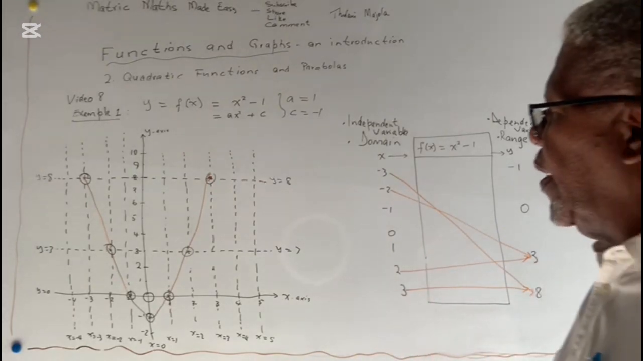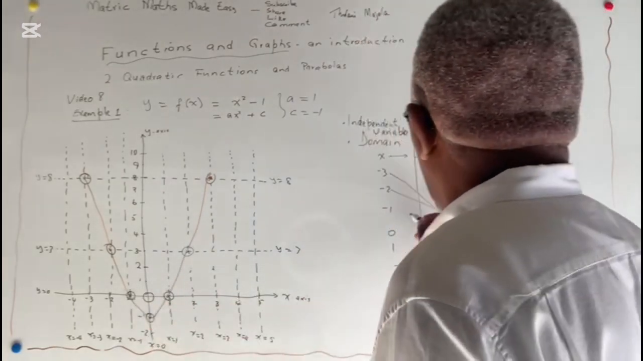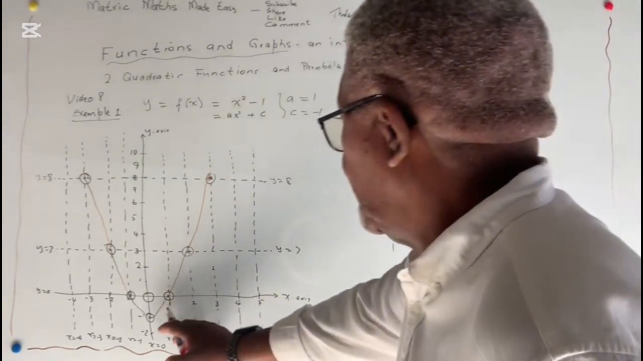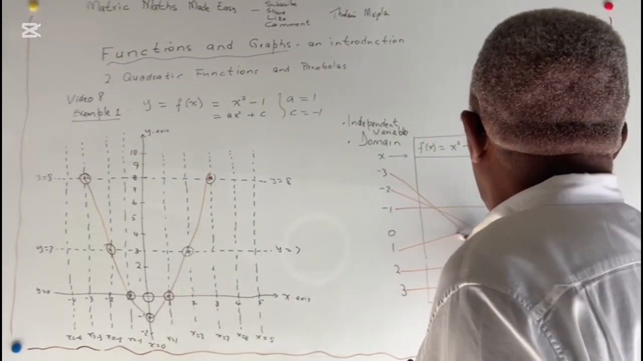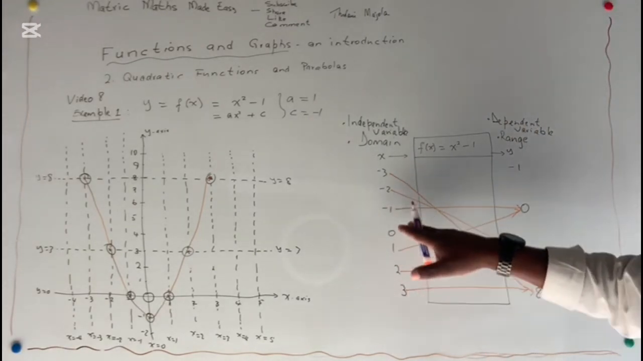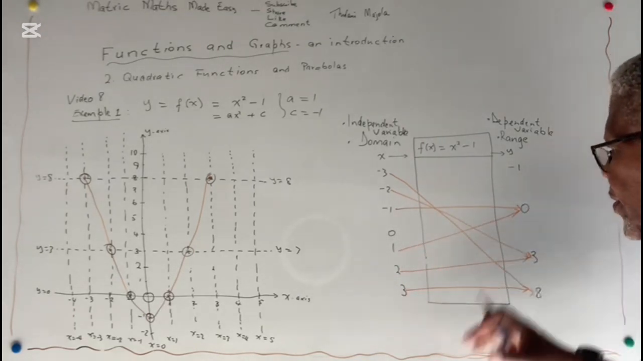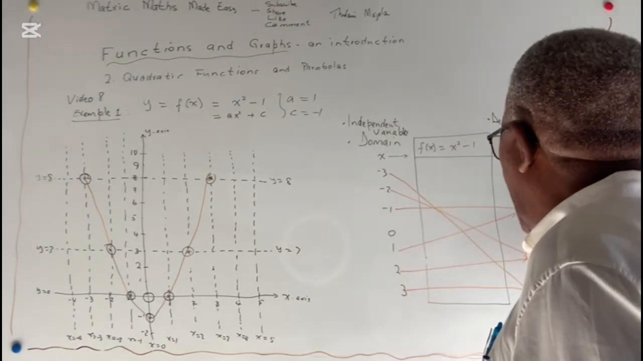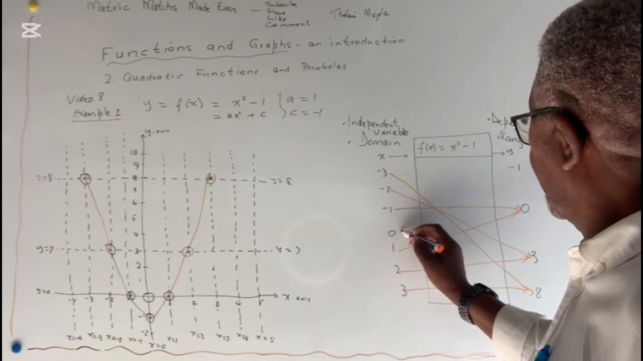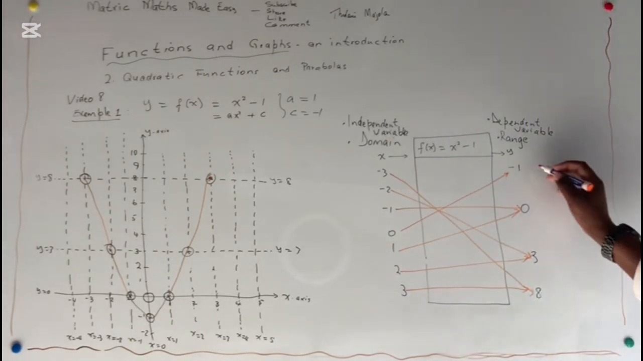And then when x is negative 1, y is 0. And when x is 1, also y is 0. So x equals negative 1 and x equals 1 both give you 0. So it's many x to 1 y. And when x is 0, y is negative 1. But it's only one value there.